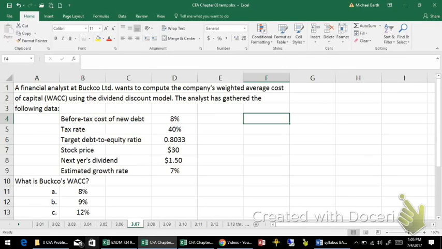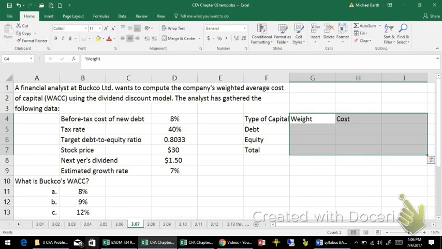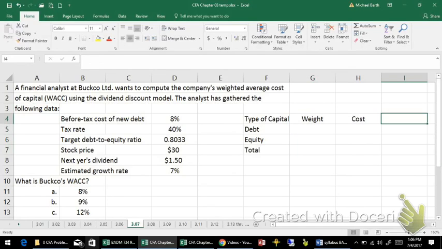So to calculate a weighted average cost of capital, the type of capital, all they have is debt and equity, and I need to get the weights. If I start with weight and cost, then I just multiply weight times cost and then add those numbers together to get the total. So this would be weight times cost.